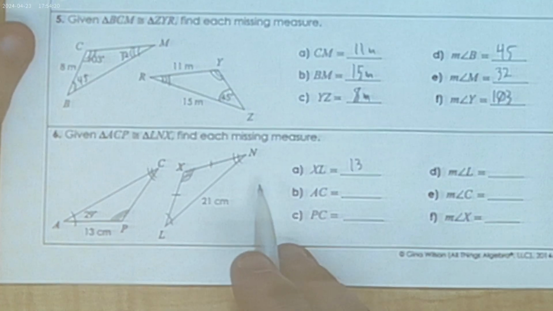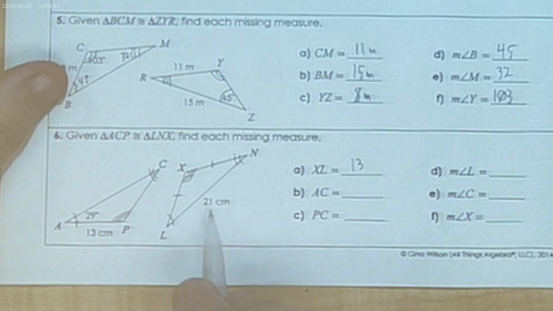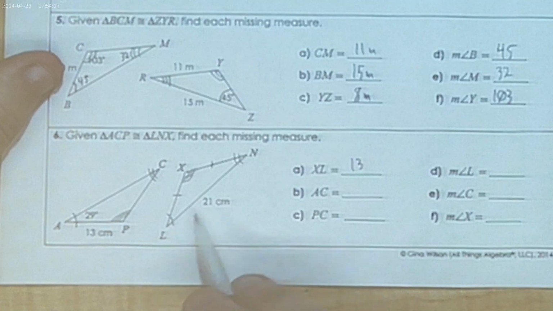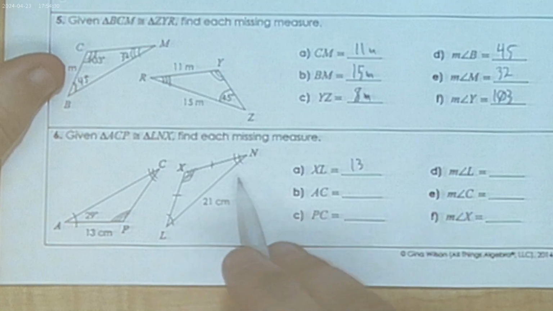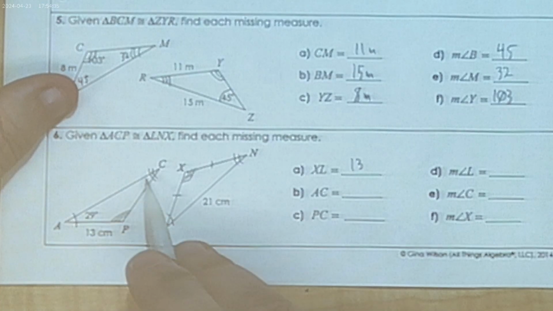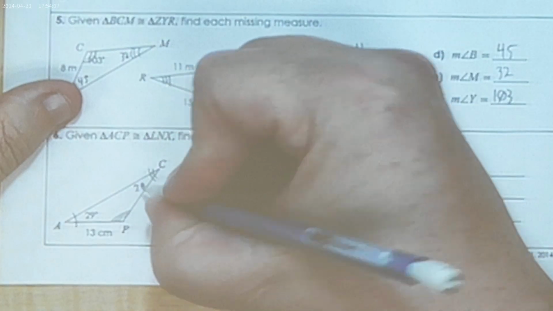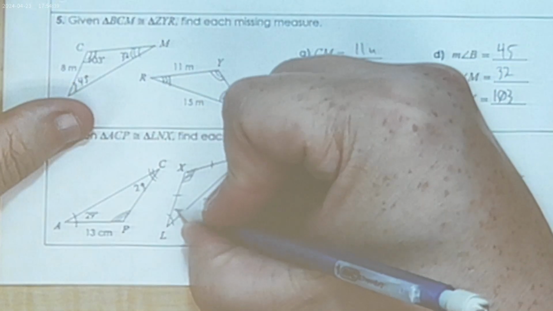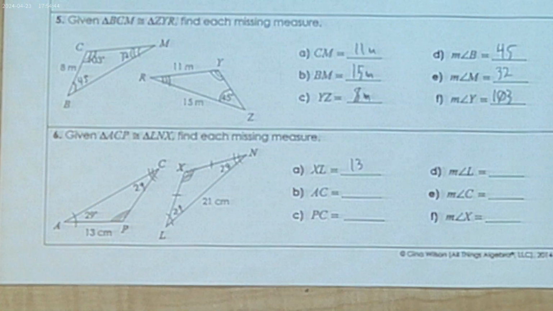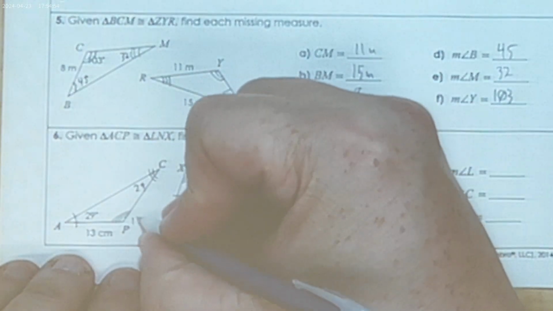So I know that this is going to be 21, and I know that these two angles are equal to each other because this is an isosceles triangle. So this is going to be 29. That means that this is 29. That means that this is 29. And so that means that reference angle 3 for both of these is going to be 180 minus 29 minus 29, which is going to be 122 for both of them.